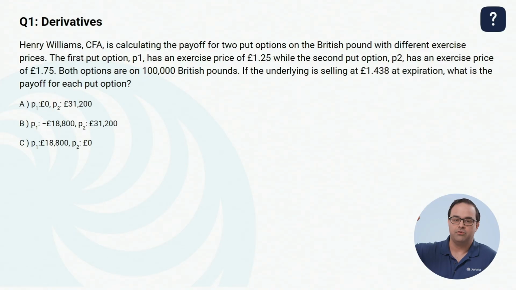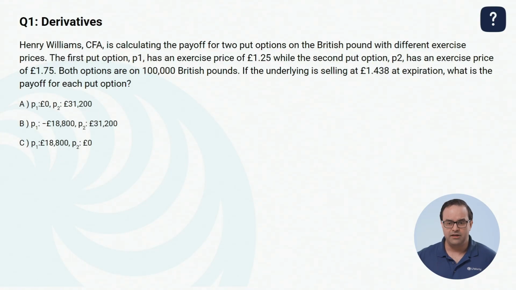So betting on the British pound to fall below a certain exercise price. These 2 options have different exercise prices. So the first put option has an exercise price of $1.25. The second has an exercise price of $1.75. Both are going to be 100,000 British pounds.